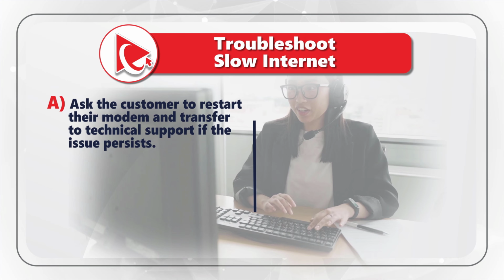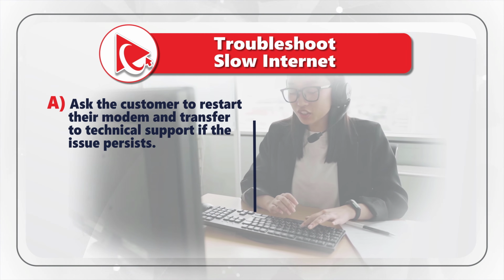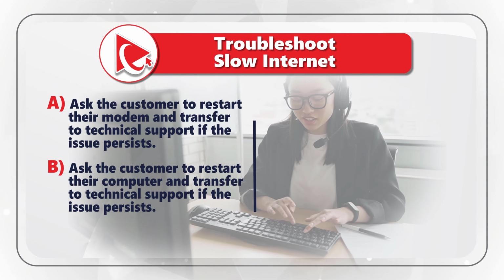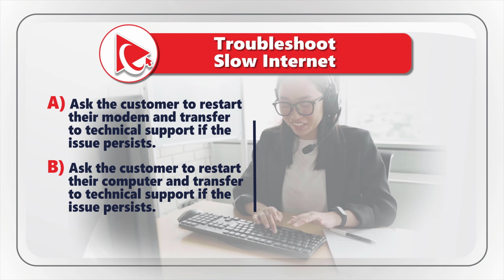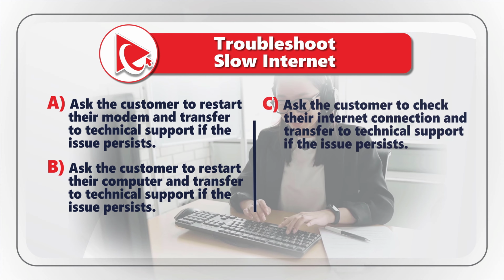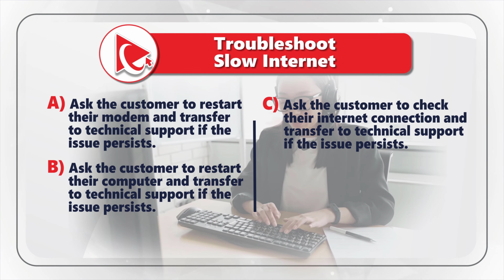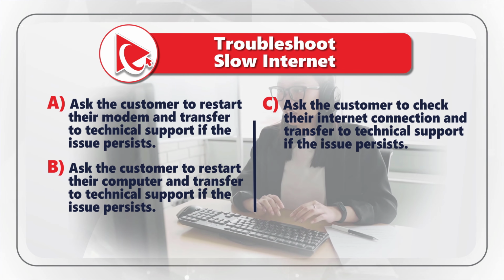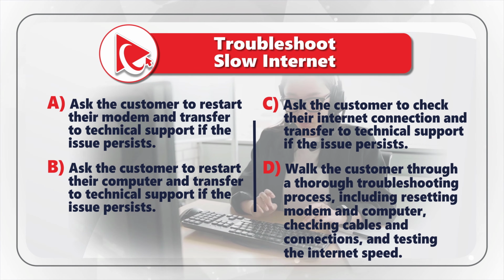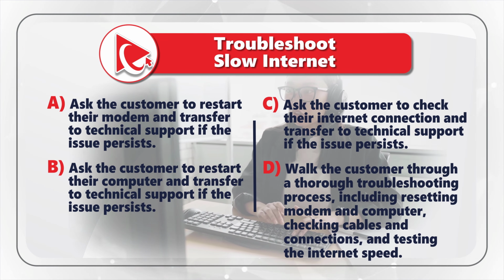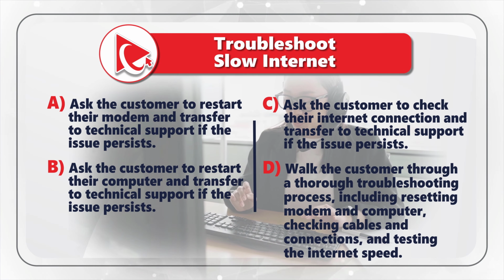Choice A, ask the customer to restart their modem and transfer to technical support if issue persists. Choice B, ask the customer to restart their computer and transfer to technical support if issue persists. Choice C, ask the customer to check their internet connection and transfer to technical support if the issue persists. And last but not least, choice D, walk the customer through the thorough troubleshooting process, including resetting the modem and computer, checking cables and connections, and testing the internet speeds.